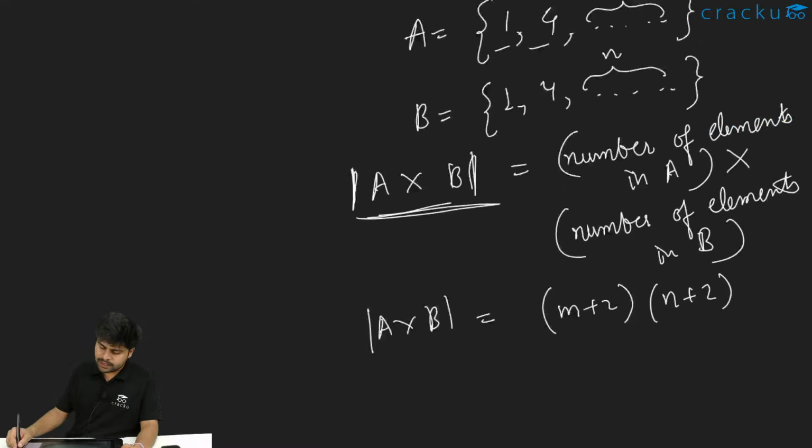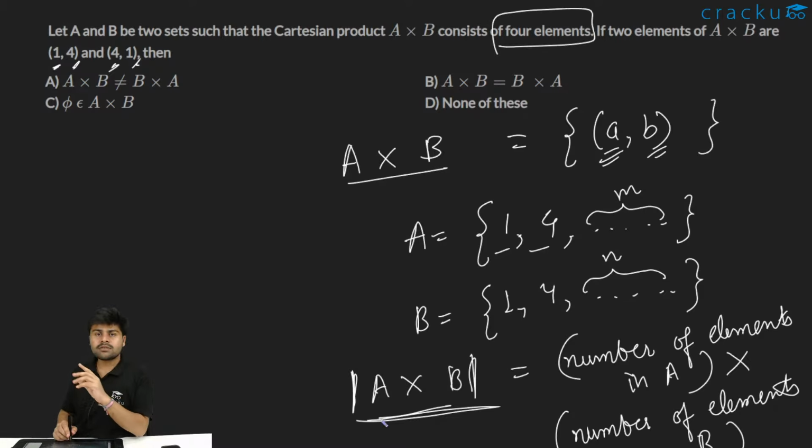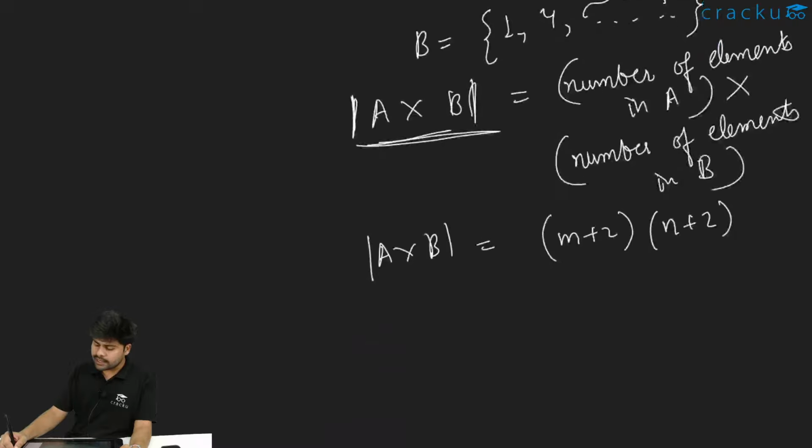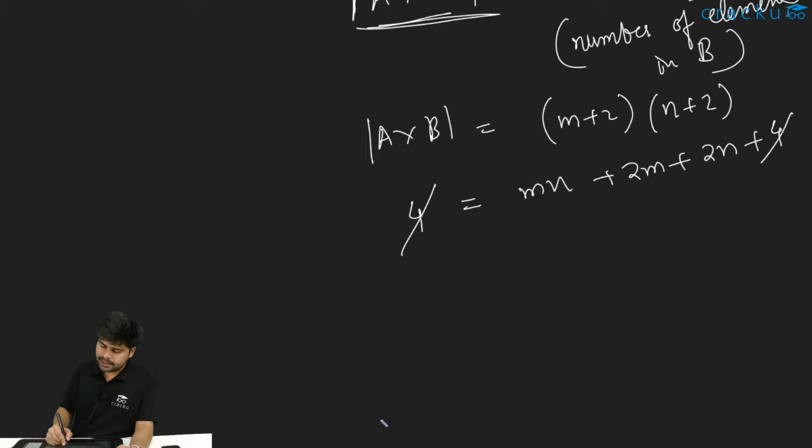The cardinality of this set is given as 4. A cross B consists of 4 elements. So (m plus 2) times (n plus 2) is mn plus 2m plus 2n plus 2 times 2, which is 4. This equals 4, and the 4 will be cancelled. So mn plus 2m plus 2n equals 0.